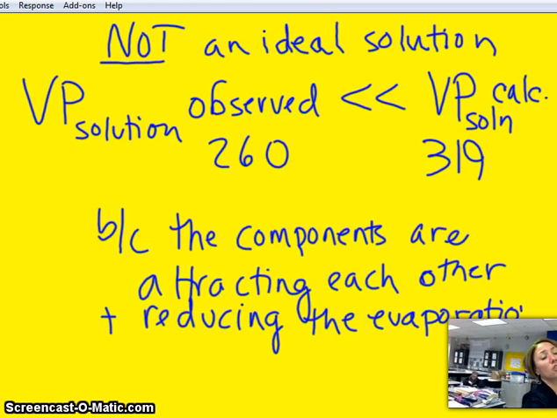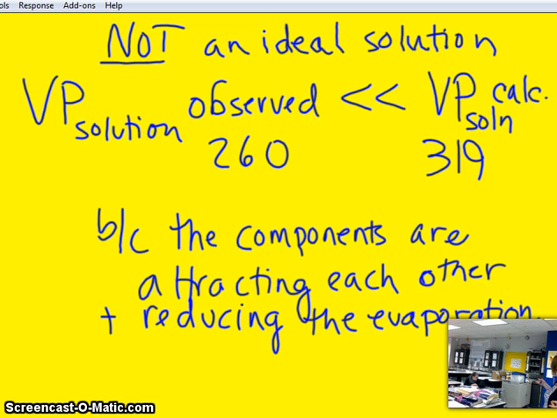So when we assume an ideal solution, we assume there's very little interaction between the solute and solvent. Okay, but obviously if we're observing a lower vapor pressure than what we would expect, then they're holding each other in the liquid phase and preventing that evaporation or reducing that evaporation. So that is not an ideal solution, because ideally we wouldn't have this. Ideally, in an ideal solution, the components do not attract each other. They behave independently, as if the other one wasn't there.